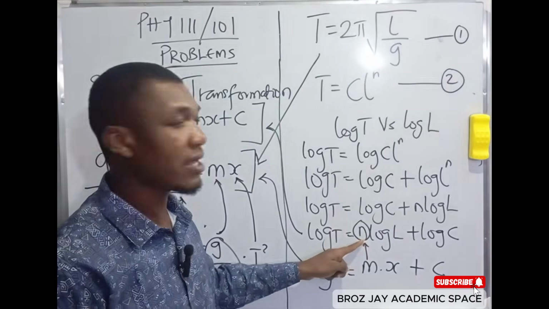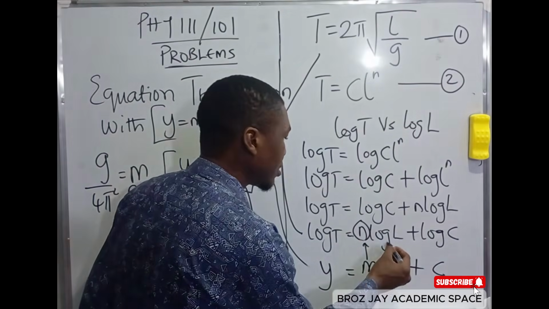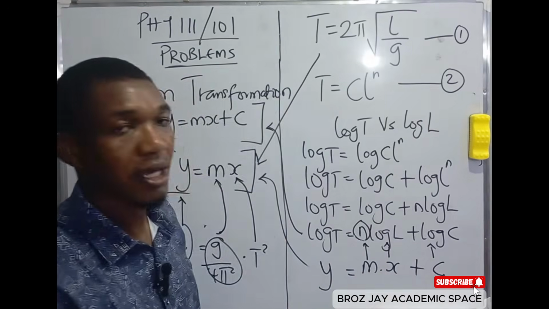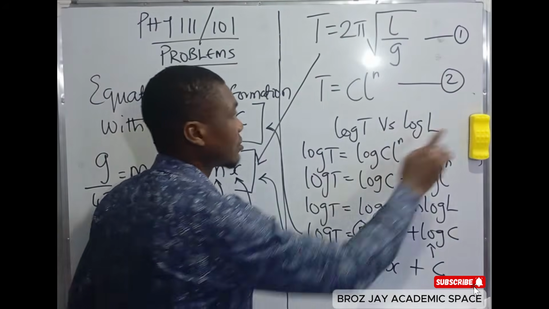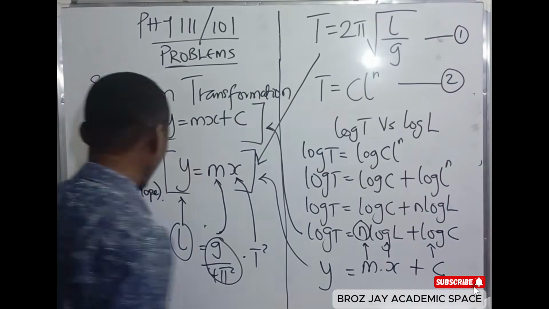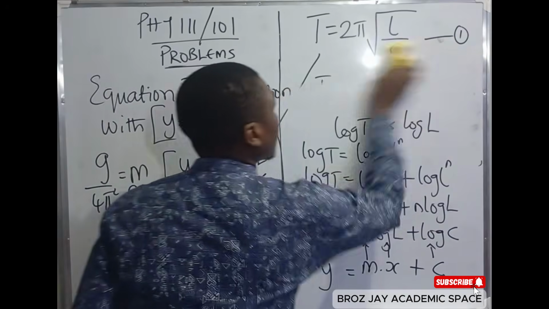Find the constant n and find the constant c. So you equate this to this, this to this. That's how to get that done. Now the next one, I think I'll treat one more, then we call it a day.